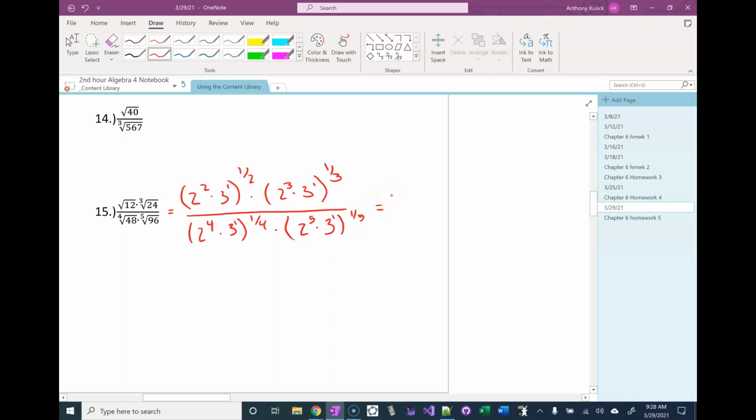I'm now going to use property 2 to get rid of these parentheses. So if I have an exponent of a product like that, the exponent's going to apply to both parts of the product.